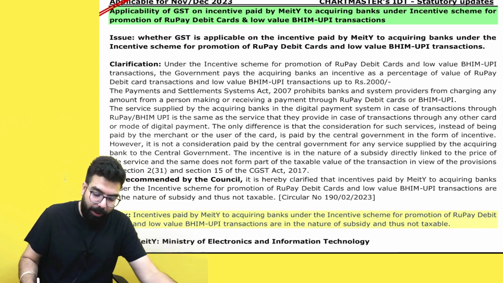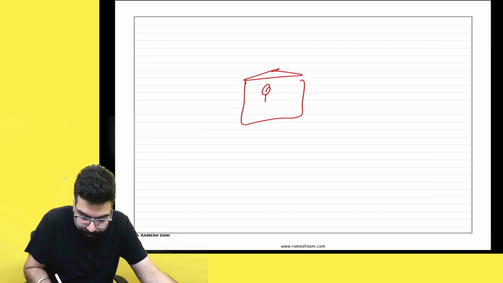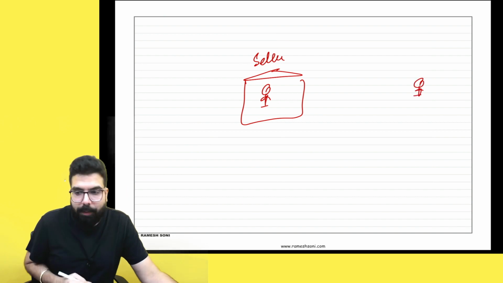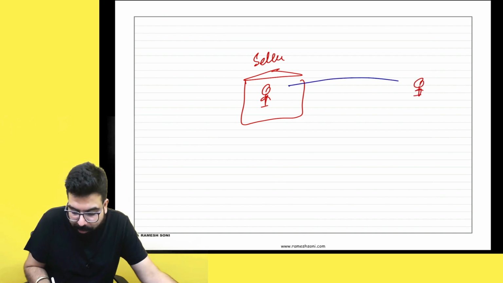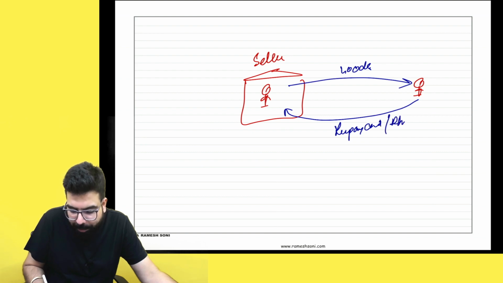Listen to me very carefully. Sir, what is this RuPay card? Supposing I am a shopkeeper, a seller. A customer has come and told me, sir, I want some goods. I sold him some goods. He gave me a RuPay card, or he used Bhim UPI.